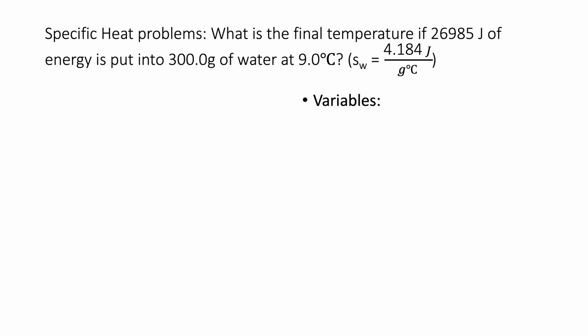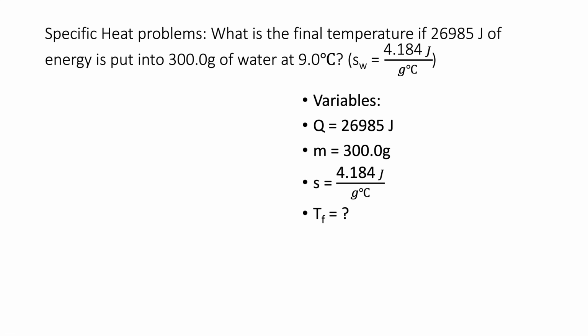All right, so again, let's make a list of the variables. Q this time is this. Again, how do we know? Well, it says of energy and joules will be Q. Mass, 300 grams. There's your specific heat. TF is what we're being asked. TI is what we're told.